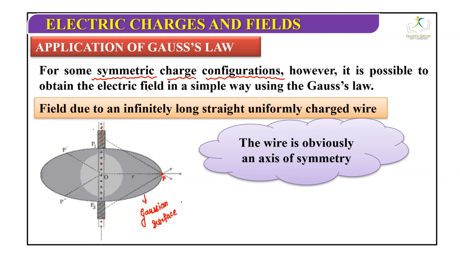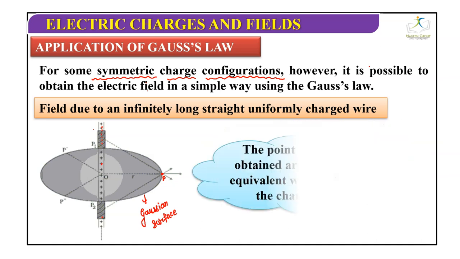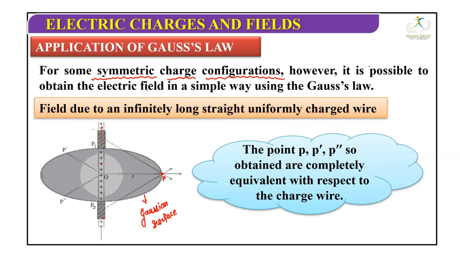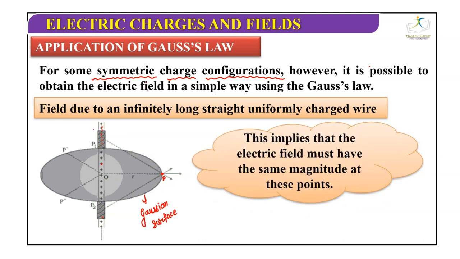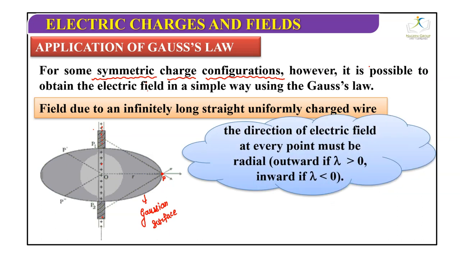The wire is obviously an axis of symmetry, as you can see. The points P, P prime, P double prime are completely equivalent with respect to the charge of the wire. This implies that the electric field must have the same magnitude at these points. The direction of the electric field at every point must be radially outward if lambda is greater than 0 and inward if lambda is less than 0. That means if the charge is positive, the field lines are radially outward, and if the charge is negative, they are inward.